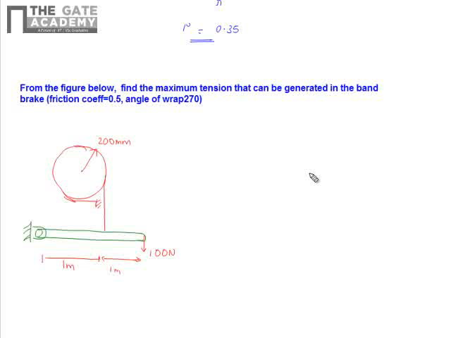Now we will see another problem. A band brake which is shown below consists of a lever attached to one end of a band. The other end of the band is fixed to the ground, shown here. The wheel has a radius of 200 mm and the wrap angle is 270 degrees. The braking force applied to the lever is limited to a maximum of 100 newtons. The coefficient of friction between the band and the wheel is 0.5. Now what will be the maximum tension in the band and what is the maximum wheel torque?